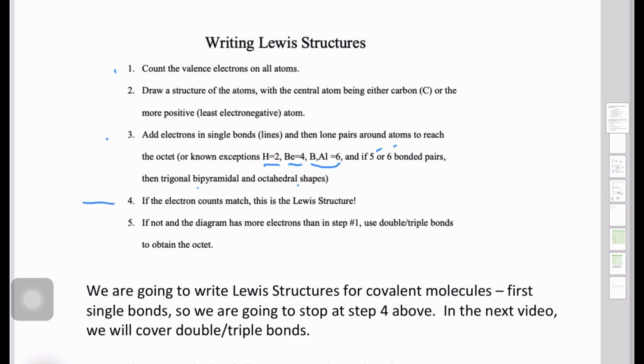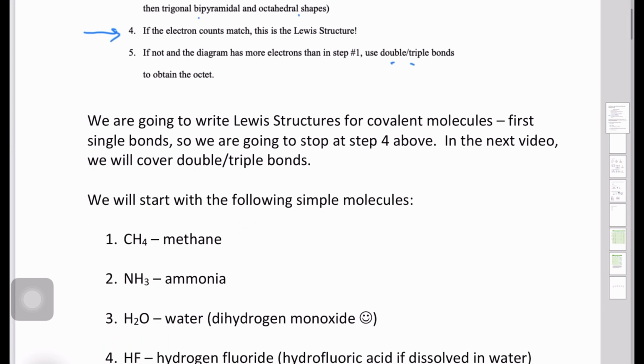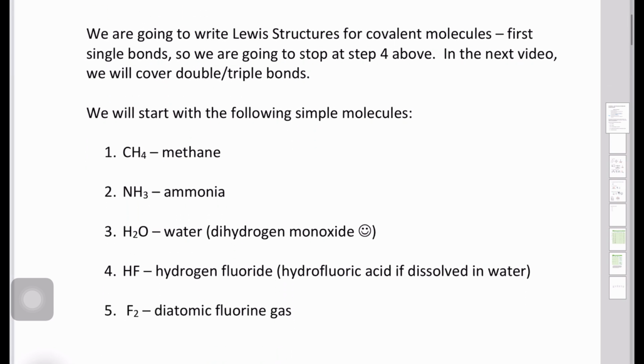So today, if the electron counts match, this is the Lewis structure. So using single bonds, this will be the Lewis structure. In the next video, we'll talk about double and triple bonds to get the octet. So we're going to write simple molecules today.